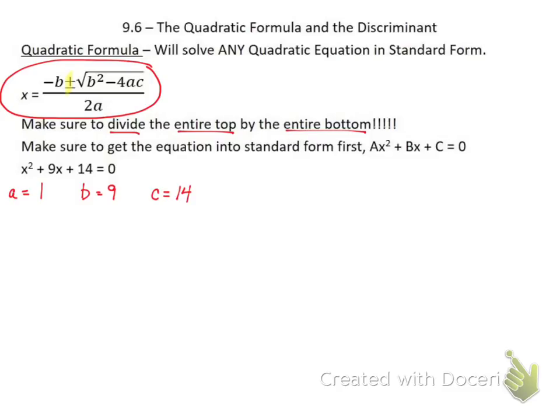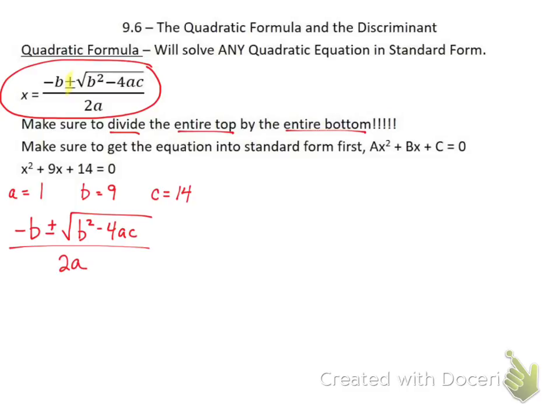Once I'm there, again, I'm going to plug it in. It's negative b plus or minus, and under the big square root sign is b squared minus 4ac, all divided by 2a. And so when I plug this in, wherever there's an A, I'm going to plug in a 1. Wherever there's a B, I'm going to plug in a 9. And wherever there's a C, I'm going to plug in a 14. And so when I do this, again, the first time I'm going to add.